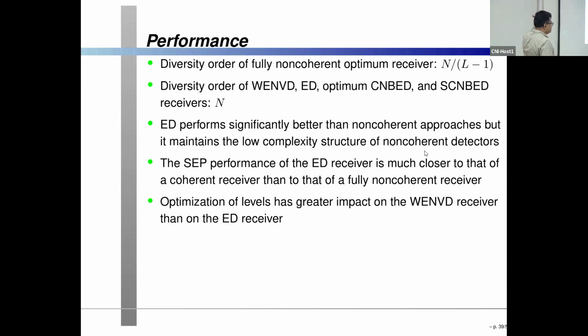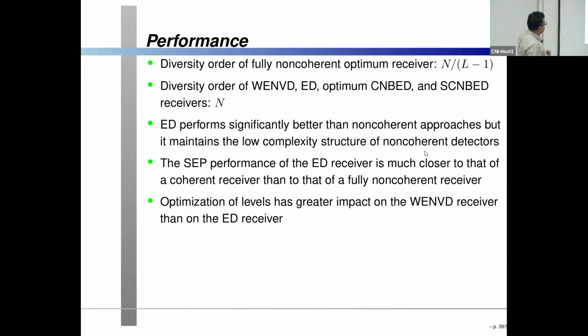Now let's look at some features of performance. The diversity order of the fully non-coherent optimum receiver is not that great, it's n by L minus 1. So for L equal to 2, you get full diversity order, which is n. The maximum diversity gain you can have for this system is n. But here it's n by 3 if you use 4-level ASK.